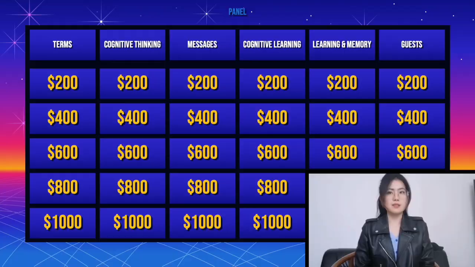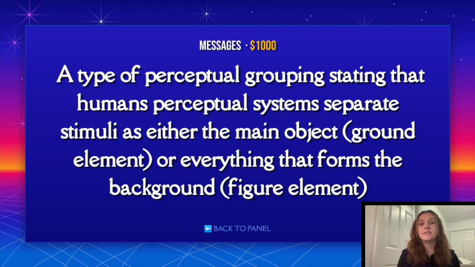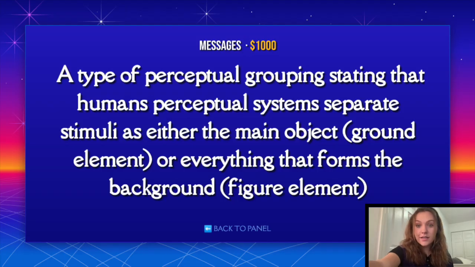Messages 1,000. A type of perceptual grouping stating that humans' perceptual systems separate stimuli as either the main object, ground element, or everything that forms the background, figure element. What is figure-ground relationship? That is correct, $1,000 for Jen.